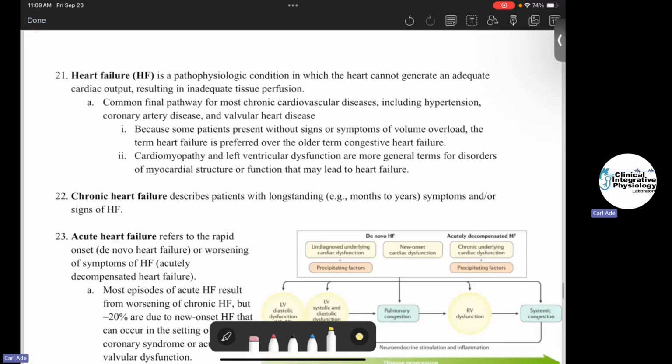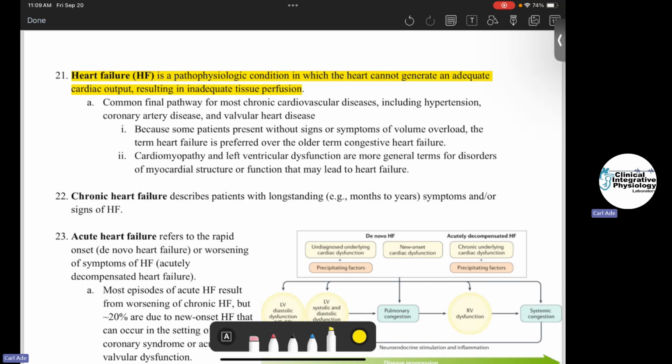The last thing I'll talk about today, still in our realm of cardiomyopathies, is heart failure. And I'll relate these back to some of our key physiological functions. So heart failure is any condition in which the heart cannot generate adequate cardiac output, resulting in inadequate tissue perfusion. And it's the final pathway for a variety of cardiovascular diseases: hypertension, coronary artery disease, valvular disease.